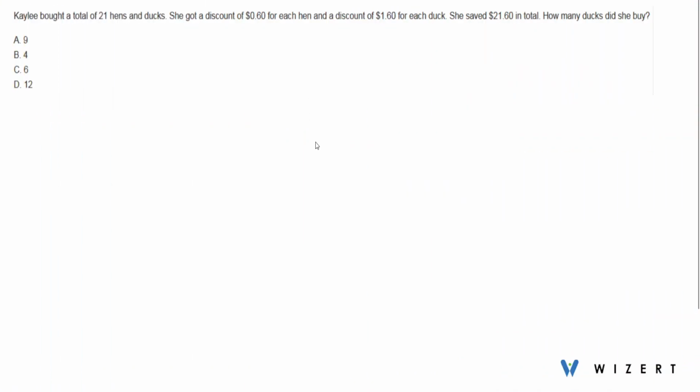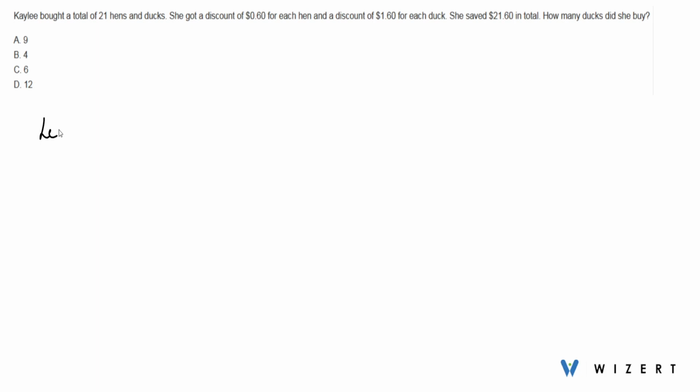According to the question, Kaylee bought a total of 21 hens and ducks. She got a discount of $0.6 for each hen and a discount of $1.6 for each duck, and the total amount of discount she got was $21.60. So we have to find the number of ducks she bought.